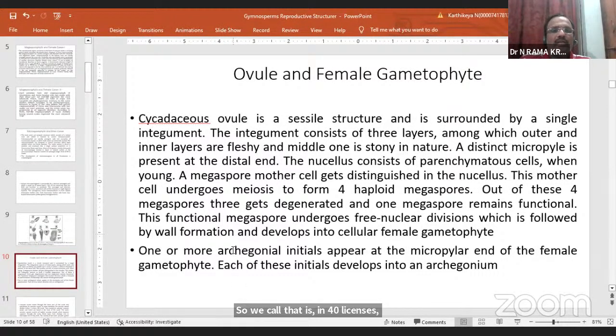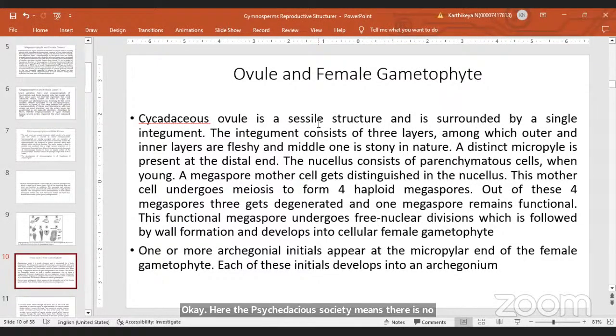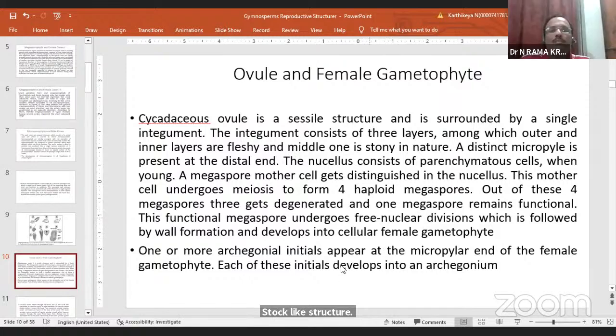Here the cycadaceous ovules are sessile. Sessile means there is no stalk-like structure, surrounded by a single integument. The integument consists of three layers: outer, inner, and middle layers. When we look at the female, it is an ovule-like structure, with outer layer, middle layer, and inner layer. So we are looking at three layers.